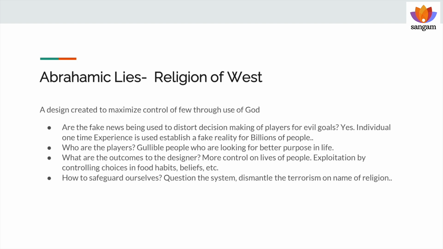Now, the other example about how to study the mechanism design is the Abrahamic lies, which is the religion of the West. The design is created, again, to maximize the control of a few through the use of God. Now, are they using fake news? Yes. The individual one-time experience, which could possibly be false, be it the experience of Moses, Jesus or Muhammad, is used to establish a fake reality for billions of people.